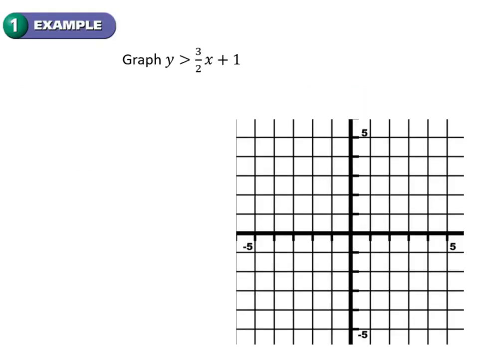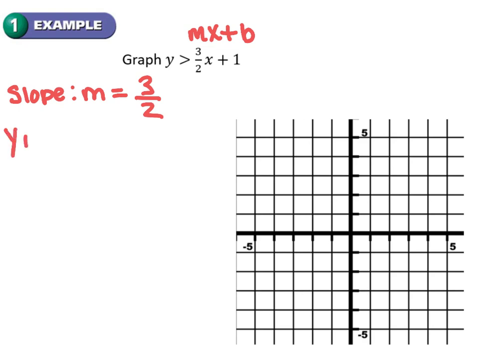Now let's try our first example. So we're going to graph the inequality y is greater than 3/2 x plus 1. So in this case, it's already solved for y, so it's in our mx plus b form. This means that the slope, or the value for m, equals 3/2, and the y-intercept, or the b value, is 1.